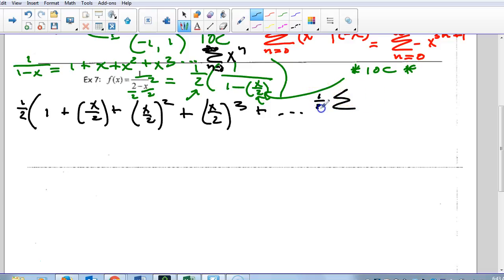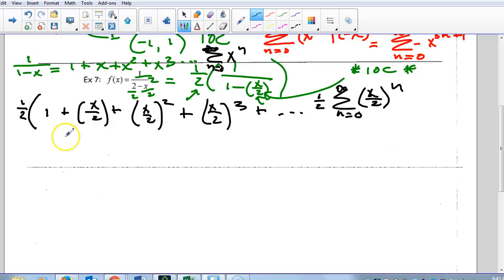I got to put in a 1/2 because I'm multiplying it by the general series. Instead of x, I'm going to write x over 2 raised to the power of n. And we're going from 0 to infinity. Check that out. Make sure we shouldn't really start at 1. In this case, the 0 does produce a 1 at the beginning.